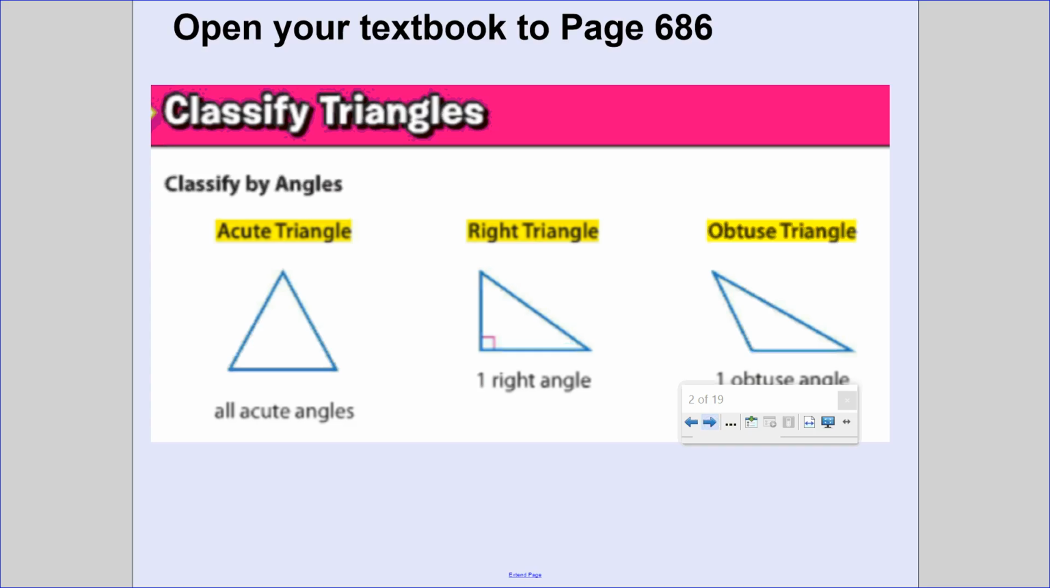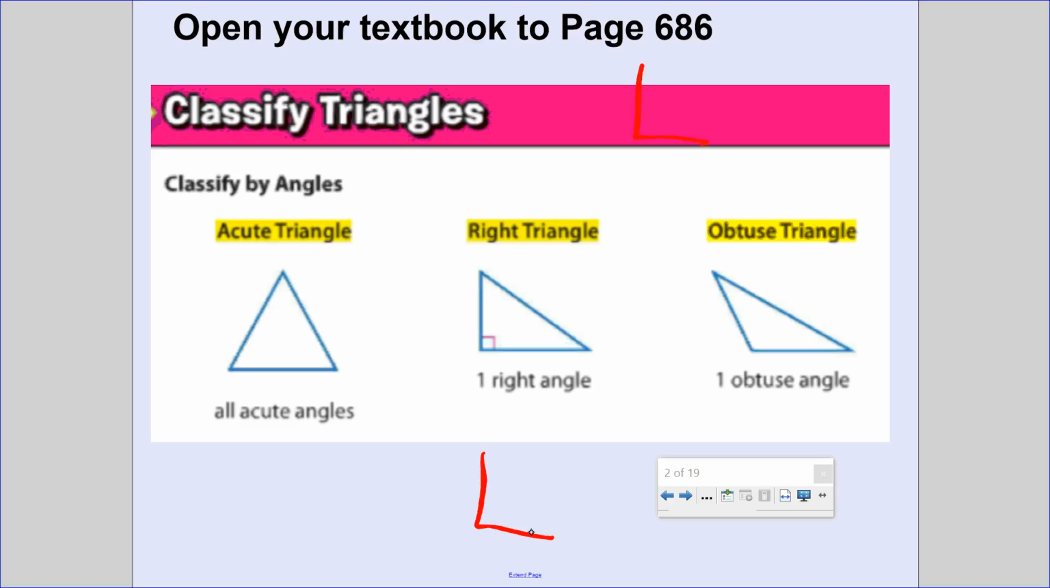All right, so you will be opening up your textbook to page 686, and you'll notice that there are three types of triangle. There are acute triangles, right triangles, and obtuse triangles. In case it's been a while since you learned this in elementary school, there are three types of angle. There is a right angle, which is equal to 90 degrees.